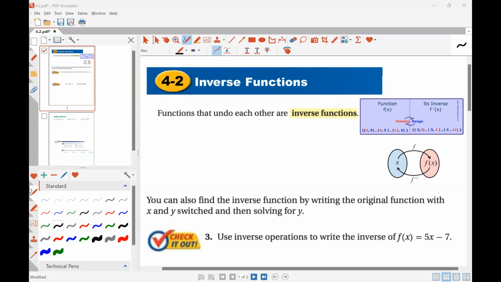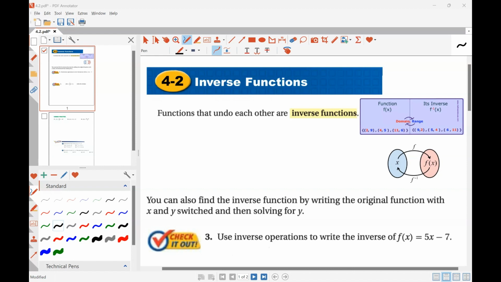Hello everyone. This video is about inverse functions. We will be learning how to find inverse functions. We don't only talk about inverses in functions, we also talk about inverses in numbers. Let's say we have the additive inverse of real numbers, the multiplicative inverse of real numbers, and we also learned the multiplicative inverse of some square matrices, and we have inverse functions too.